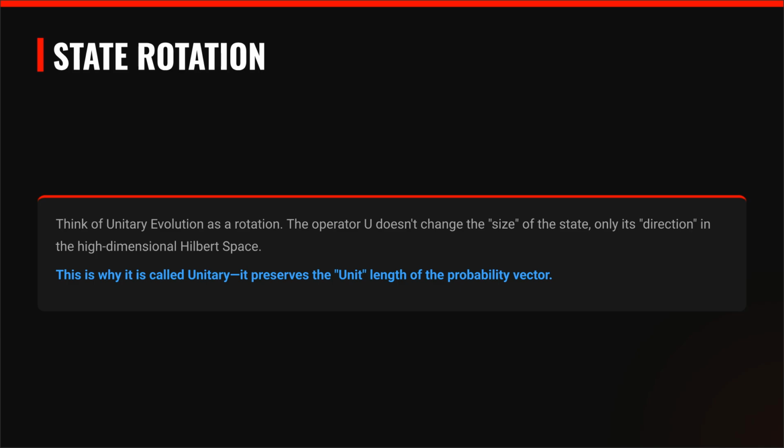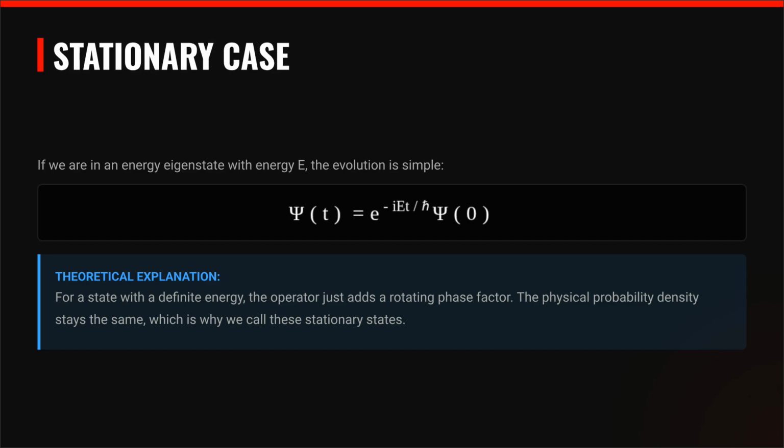The operator U changes only the direction of the state vector in Hilbert space, preserving its size. This is why it is called unitary. It preserves the unit length of the probability vector. In the stationary case, if we are in an energy eigenstate, the operator simply adds a rotating phase factor. The physical probability density remains unchanged, confirming these are stationary states.